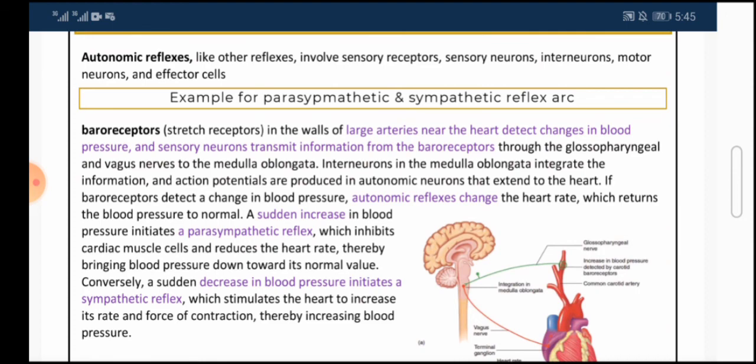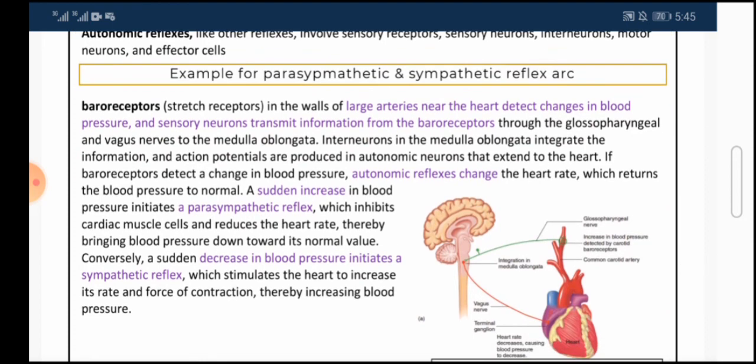Another thing is, what if my blood pressure decreased? The opposite way round. Sympathetic reflex will be initiated, of course. Again, the same reflex occurs. Stretch receptors feel a decrease in blood pressure. Sensory neurons transmit information to the medulla. Inside medulla, interneurons integrate the information. Sympathetic nerves carry an impulse to the heart, causing it to increase the rate by increasing force of contraction, and thereby increasing blood pressure again.